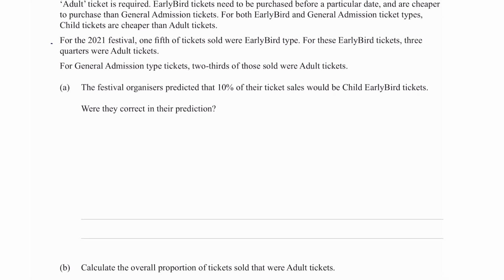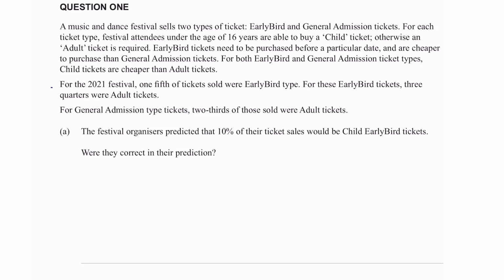So part A. The festival organizers predicted 10% of their ticket sales would be child early bird tickets. Were they correct in their prediction? So why don't we write down all the information that we know before we start part A. We're going to need to know if the ticket is early bird or general admission, and we're also going to need to know if it's a child or adult ticket.